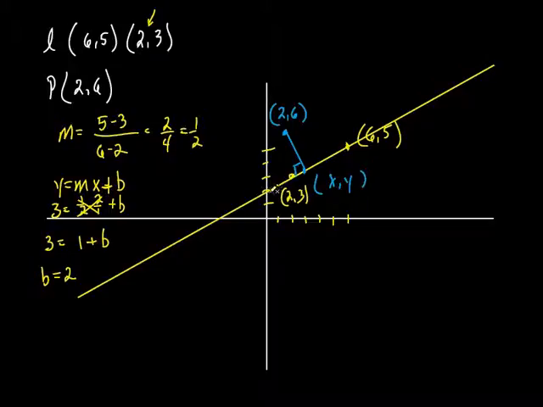And that's pretty close, isn't it? For my little rough sketch right there, yeah. It looks like it hits right there at 2. So what's the equation of the yellow line then? y equals 1/2 x plus 2. We'll put that in a box, hang on to it.